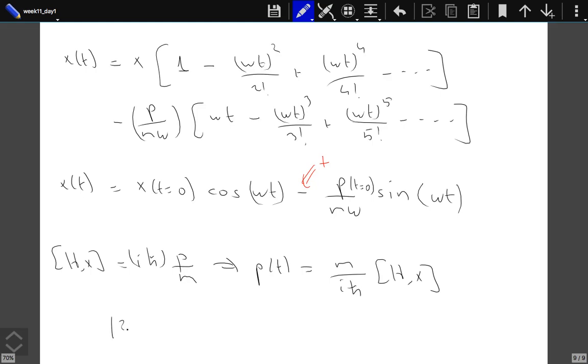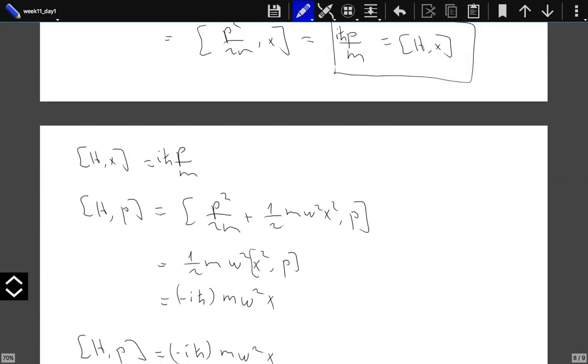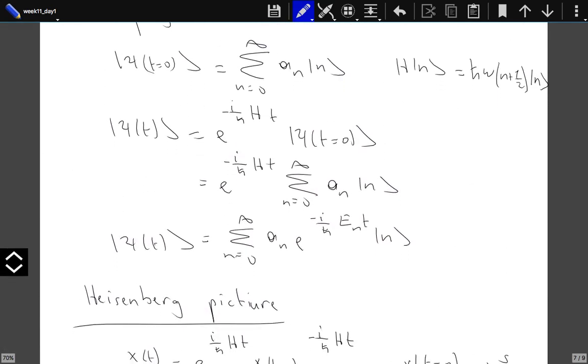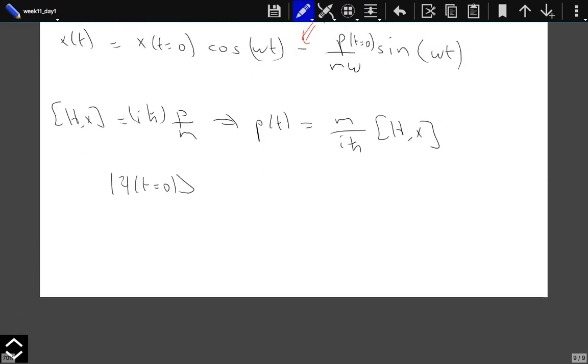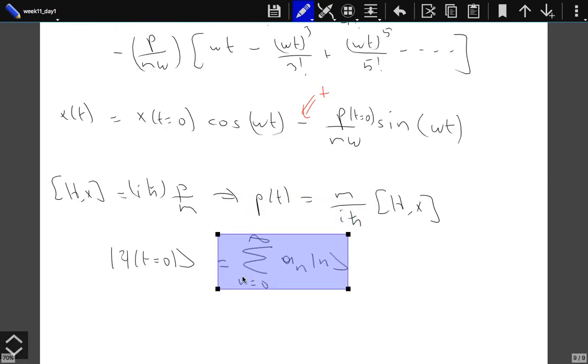What about the ket? We said that this ket at t equal to 0, it had this expansion. What about at a later time? Keep in mind we are in the Heisenberg picture. The state doesn't change.